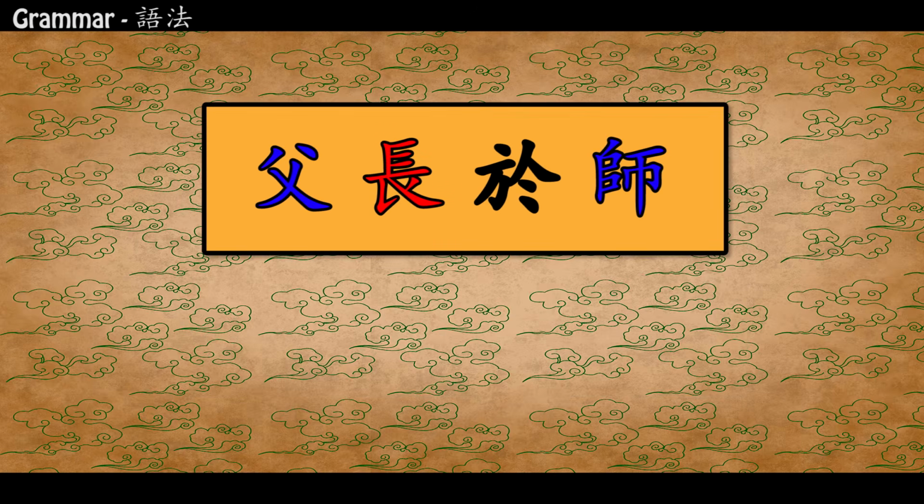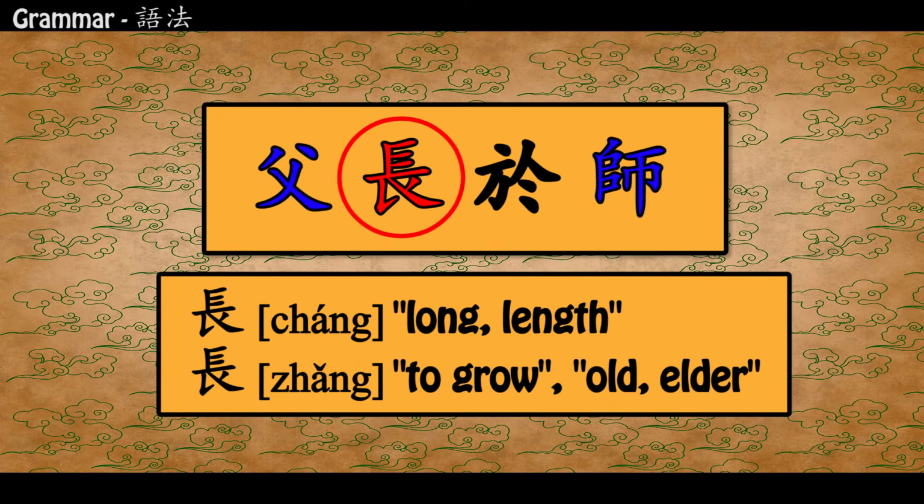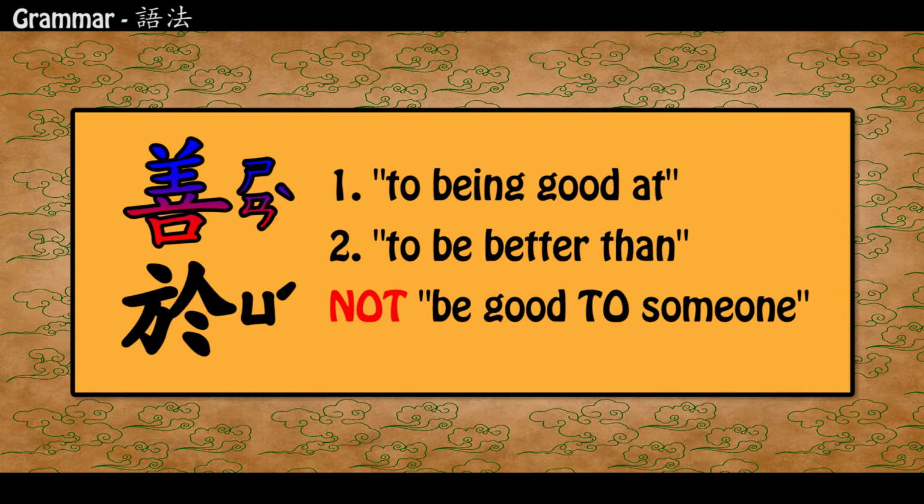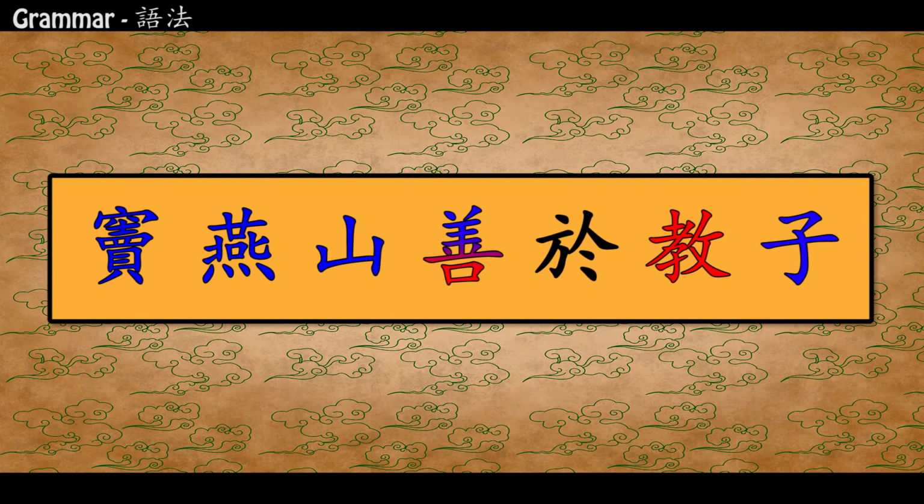To wit, 父长与师. Note that this character, when read as 长, means long, but when it's read as 长, it means either to grow or elder. So, my father is older than the teacher. As we can see, here too we put 语 between the stative verb and the object. Some sayings may seem less straightforward, like 善于, which means either to be good at doing something or to be better than, but not to be good to someone. To wit, 窦燕山善于教子. Mr. Crack of the Swallow Peaks is or was good at teaching his sons.